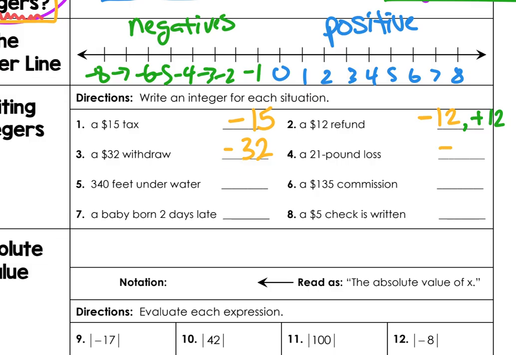A 21-pound loss, I can't think of a reason why it would possibly be positive. 340 feet underwater, again, I can't think of how that would be positive. A $135 commission. If you sell something off the TikTok shop, you're promoting a card game or whatever, I don't know. There's a pack of cards on my table. You make money. That would be positive.